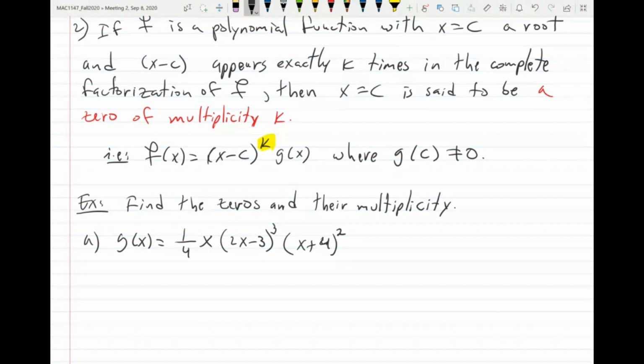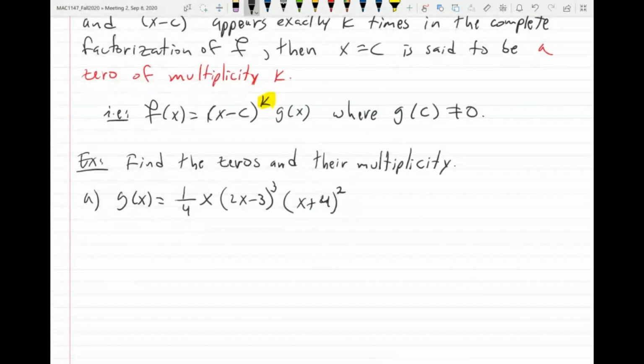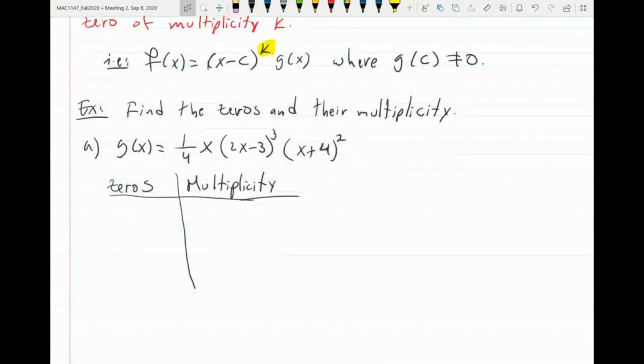All right, so let's see, just to understand this idea of multiplicity, let us list the zeros of this polynomial, and then we're gonna write their multiplicities. So zeros in this column, and next to it, we're gonna write the multiplicity of each zero. Can anybody tell me what are the zeros of this polynomial? Remember, a zero is the same thing as an x-intercept. It's whatever makes the function equal to 0.